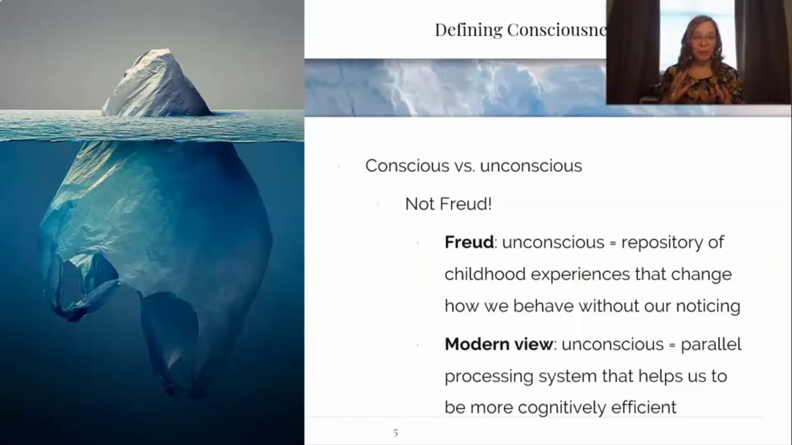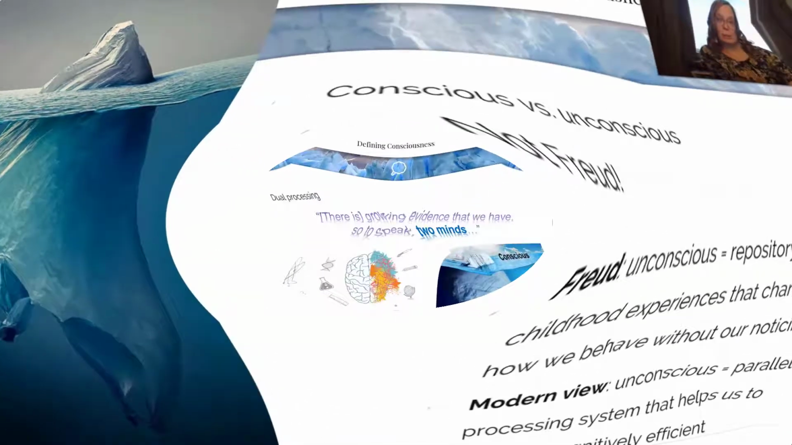Whereas right now, if we say unconscious in this unit, we're talking about things that are going on that help us to be more cognitively efficient. Things that happen without our conscious effort, so to speak. We don't have to think about things like breathing or walking all the time. It's things that happen more automatically, or things that are going on outside of conscious thought.